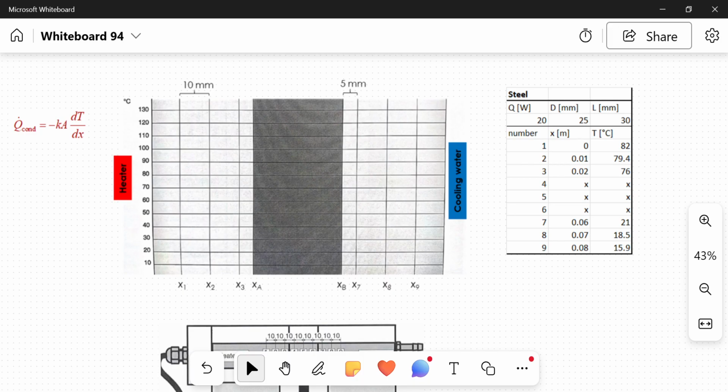Hello everyone. This video clip will explain how to find thermal conductivities of steel using the lab's data in lab 4.